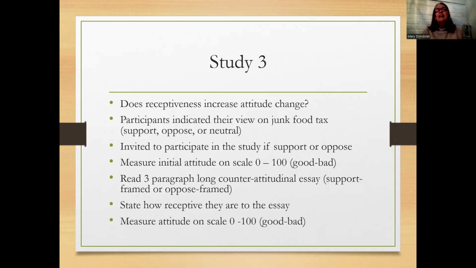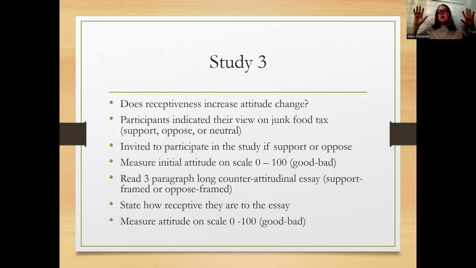So here, again, they used a study that had been done before, like one of those big surveys, and they focused on people's views on a junk food tax. And they looked again at people, they invited people to be in the study who either supported the junk food tax or were opposed to the junk food tax. If you were neutral, you were not invited to be in the study, because again, they're trying to look at people with opposing views.